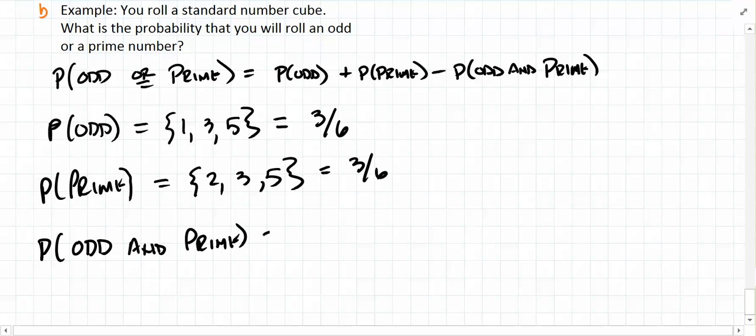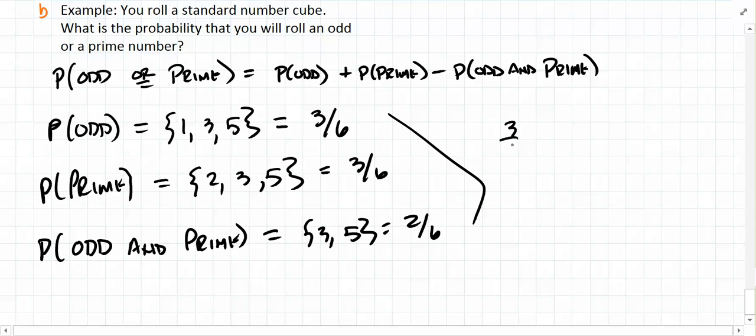So the grand total is going to be 3 out of 6 plus 3 out of 6 minus 2 out of 6. So that's... oh, it's also 2/3? Another example, that's 2/3? Oh, I didn't mean for that to happen, sorry. Also 2/3 is another example.